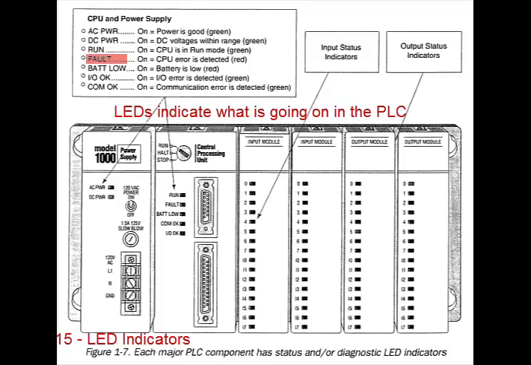LEDs indicate what's going on in the PLC. There's a fault, AC power, DC power, run light, fault light, battery low, input on channel 0, output on channel 0.